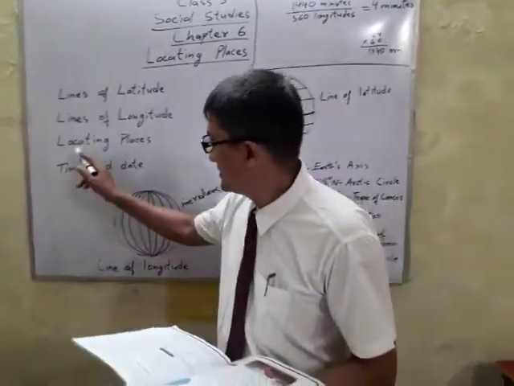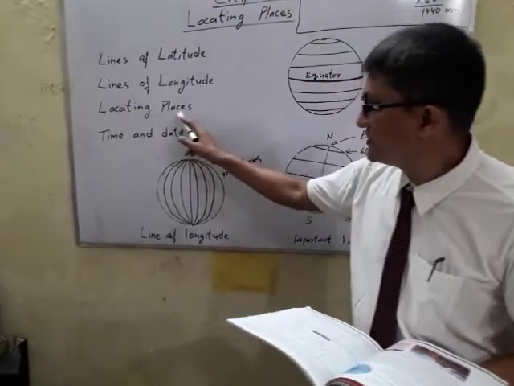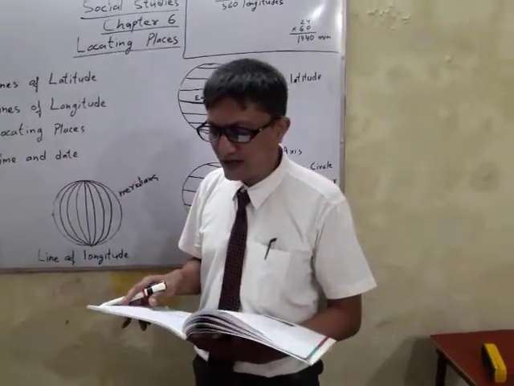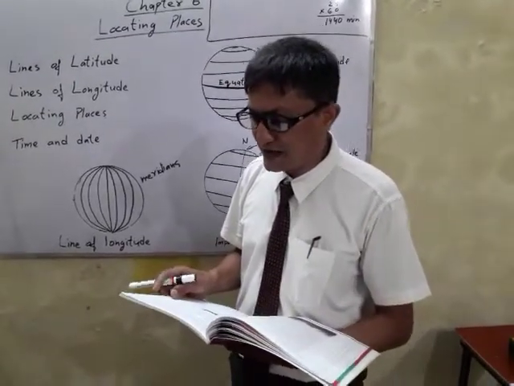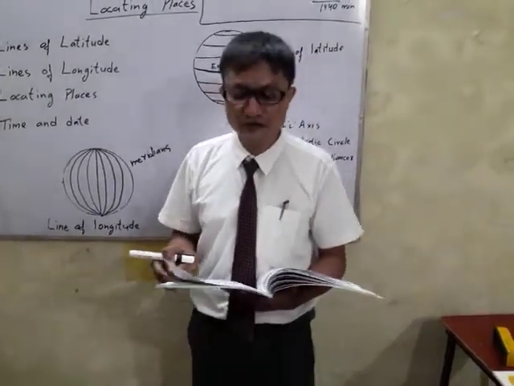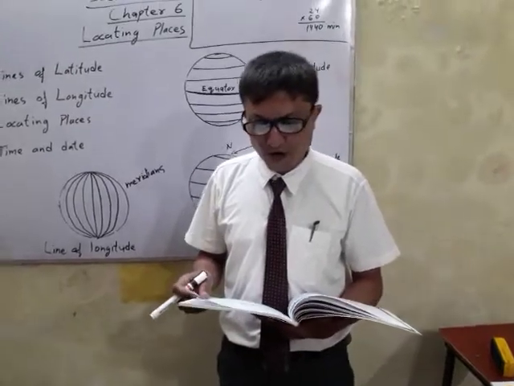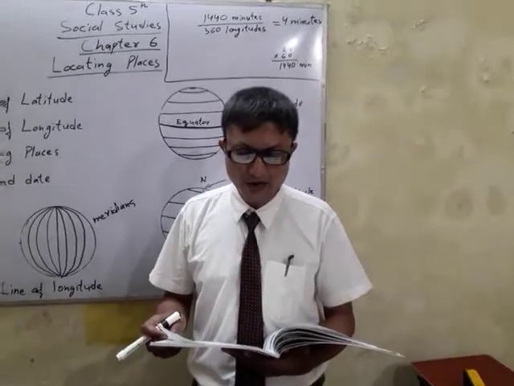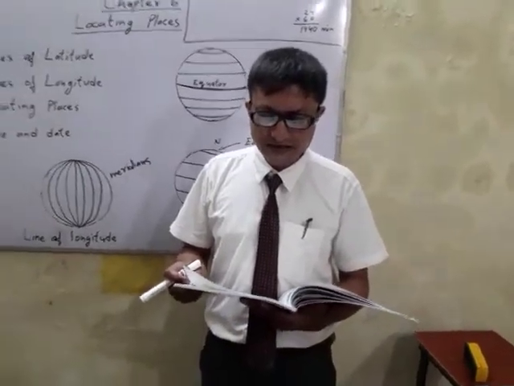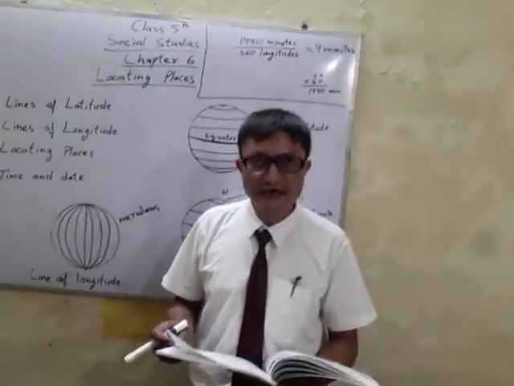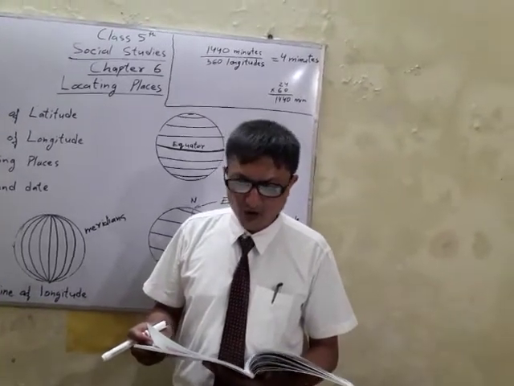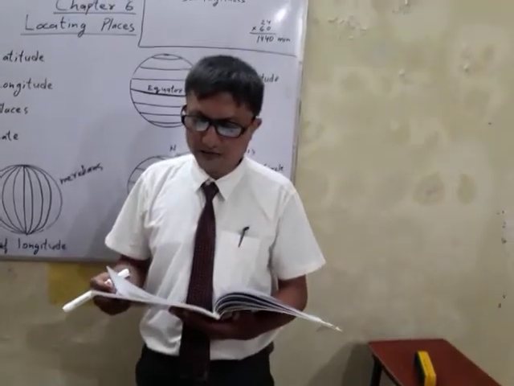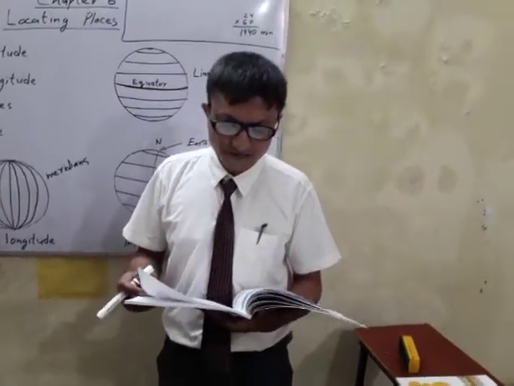Our next point is locating places. Earth has vast expanses, and knowing the exact location of each place by name is not possible. To know the exact location of any place, we take the help of latitudes and longitudes. The intersection of these lines forms a grid. To locate a place on a globe or a map, we must know the values of its parallel and meridian.